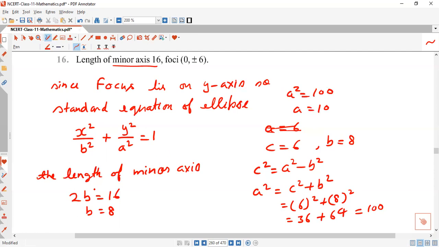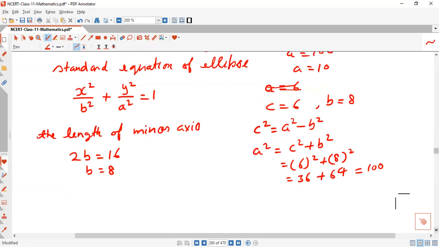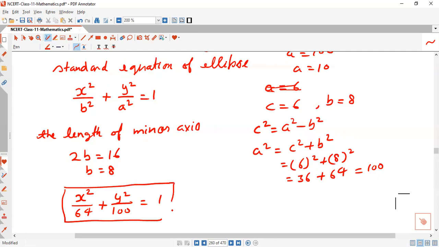So the standard equation of the ellipse will be x square upon 64 plus y square upon 100 equal to 1. This is the answer of the question.